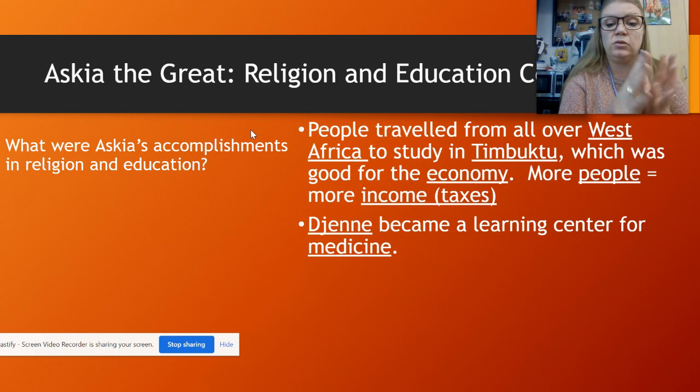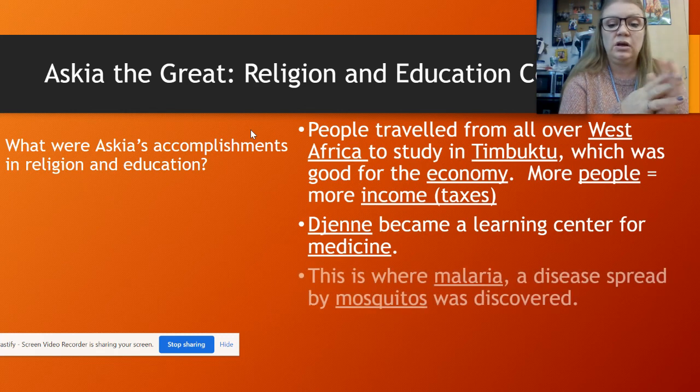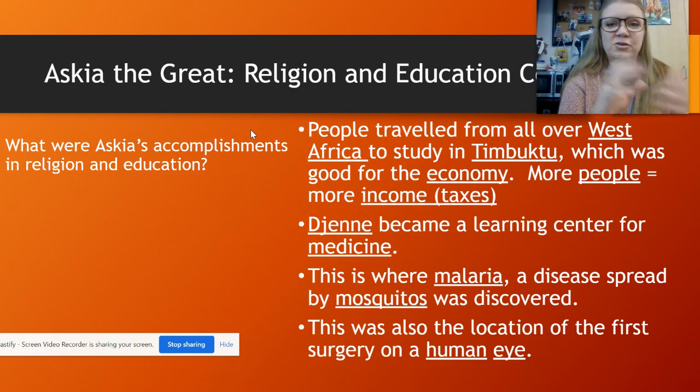Jenne became a learning center for medicine. This is where malaria, a disease that's spread by mosquitoes, was first discovered. And this is also just a fun little fact, the first location of the very first surgery on the human eye. So just some interesting facts to go along with that. Jenne was definitely a learning center for medicine.